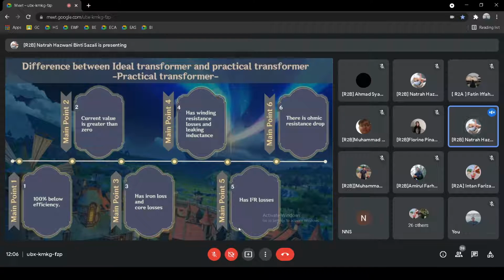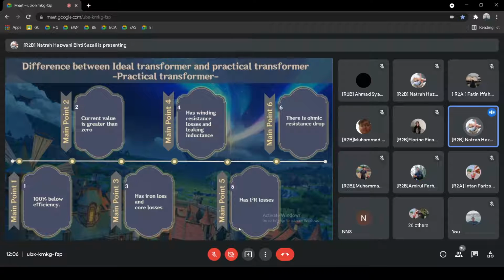Next point is the third and fourth point that I already talked about. And next is the fifth, which is that this particular transformer has I squared R losses. This is how to know. This formula is a combination of Ohm's law with the power law. From that combination, we can see the I squared R loss. This is how to know copper loss.